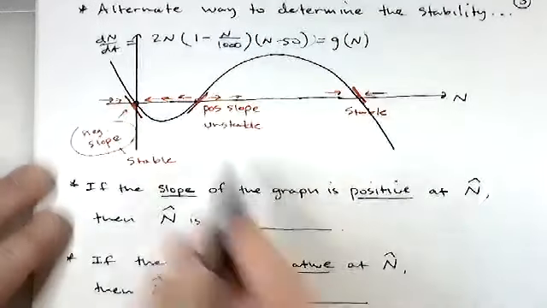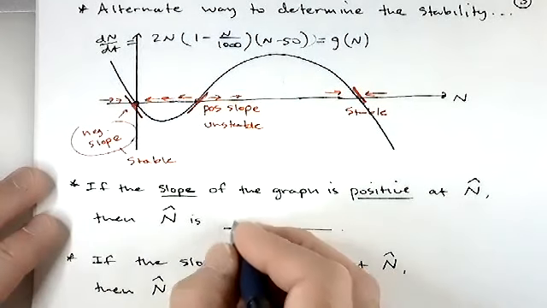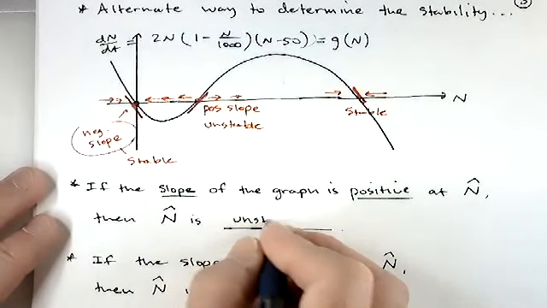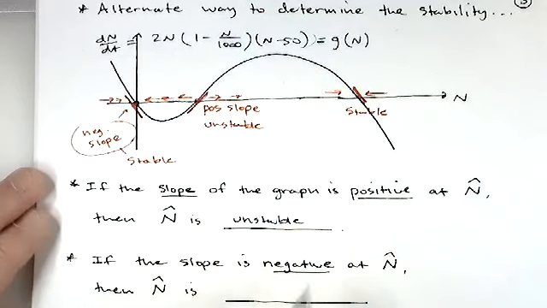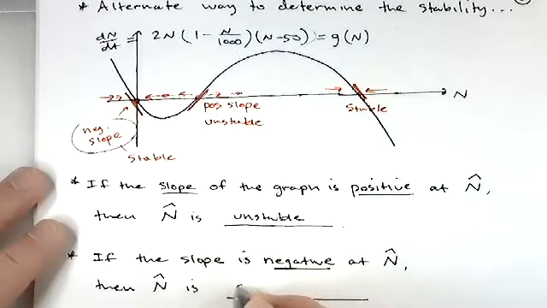And so this is just acknowledging what we just found. If the slope of the graph is positive at n hat, then n hat is unstable. If the slope is negative at one of your equilibriums, then it is stable.